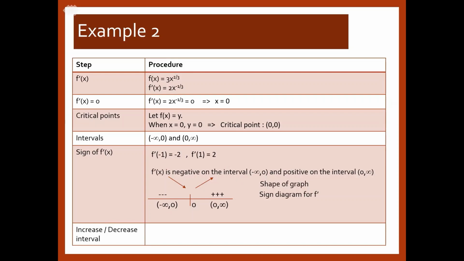Next, check the sign of f prime x. By taking any value within the interval, you will get a negative sign from 0 to the left and a positive sign from 0 to the right. Therefore, the function is decreasing on the interval negative infinity to 0 and increasing on the interval 0 to infinity. When you refer to the graph of the given function, you will notice that the graph is going down from negative infinity to 0 and going up from 0 to infinity.